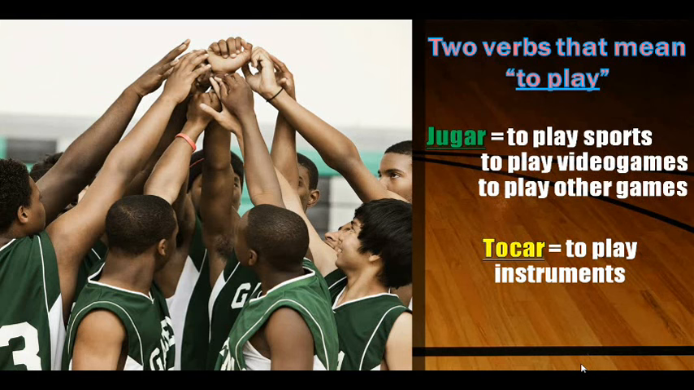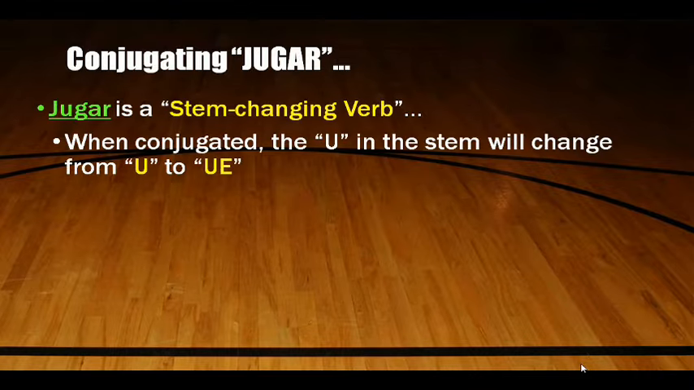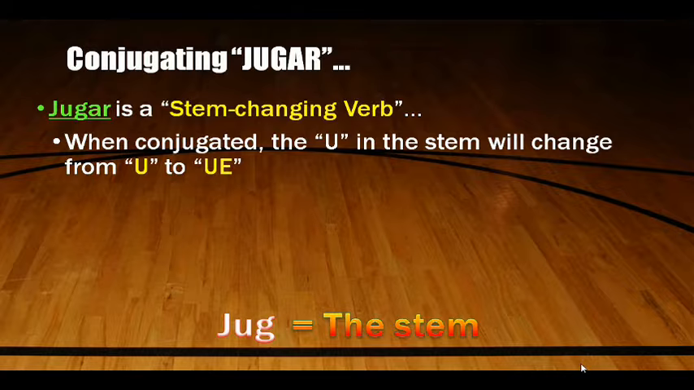Jugar, on the other hand, is not like that. Like I said, it is a stem-changing verb. So let's discuss what that means. When you conjugate jugar, you have to remember that it is a stem-changing verb. What this means is that the stem of the verb is going to change. In this case, you are going to change the U in jugar from U to UE. Now, just as a review, if you forgot what a stem of the verb is, you have jugar, and when you drop the AR, ER, or IR ending off of any verb, you have what is called the stem. That is the part of the verb that is going to change. We are going to change the U to a UE.